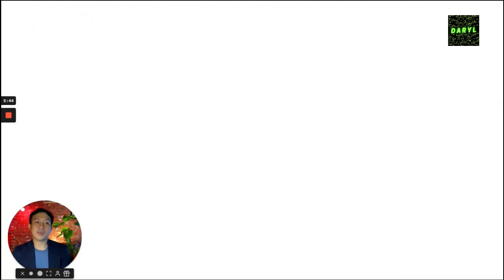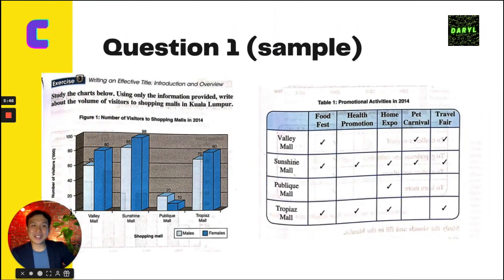Okay, the next one, C, question 1 sample. So as you can see in front of you right now, there are two figures, figure 1 and also table 1. Like usual, when you see this, focus on figure 1 first.